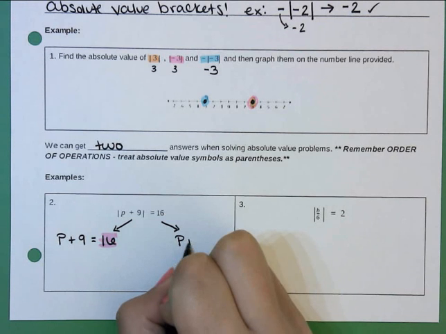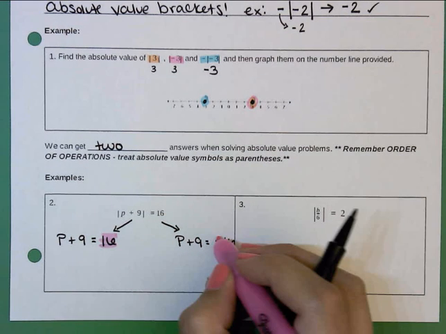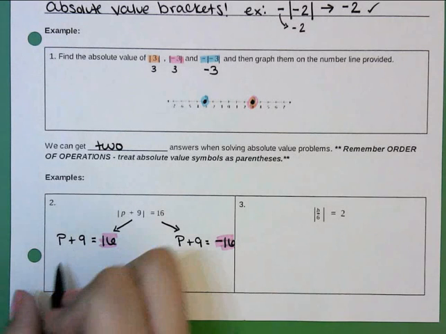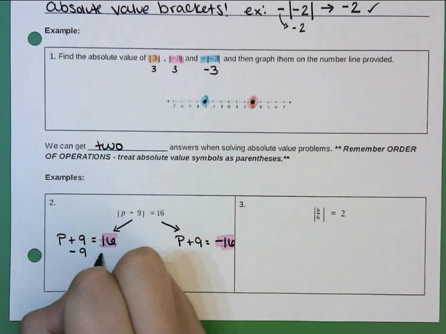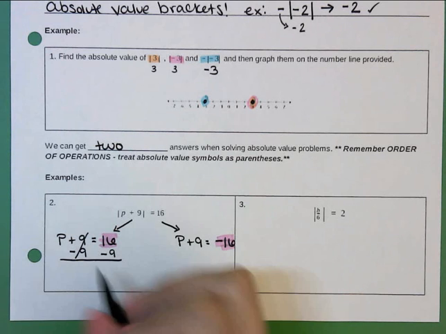So when I do that, I'd subtract 9. This is going back to our first set of notes, which would leave me with p equaling 7. Over here, again, I'm going to subtract 9, which would leave p equaling negative 25.